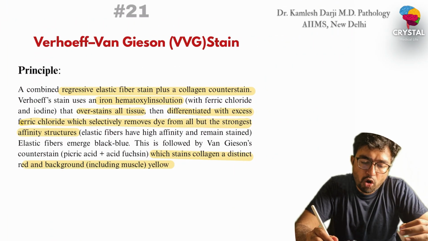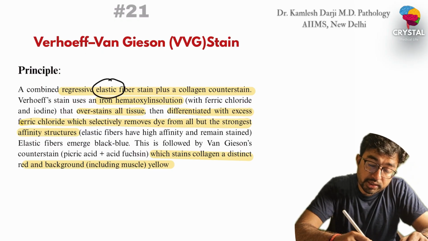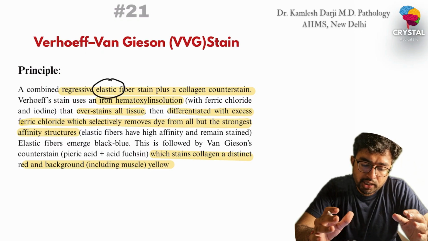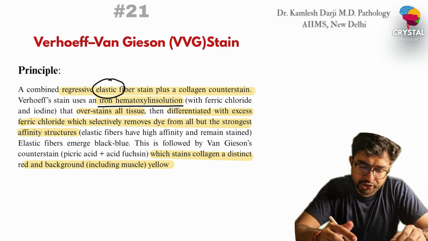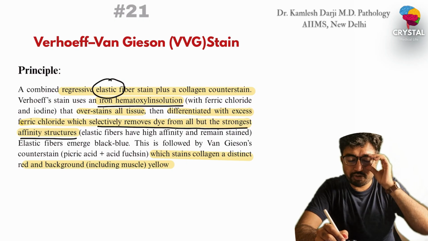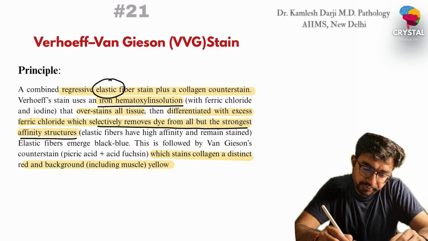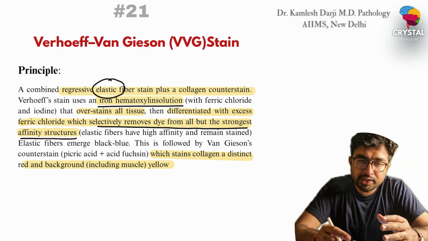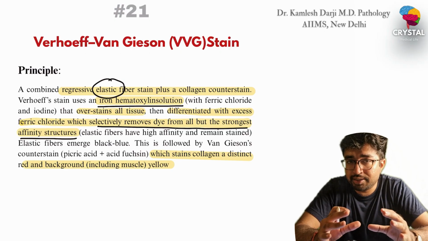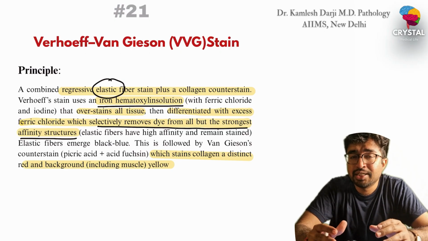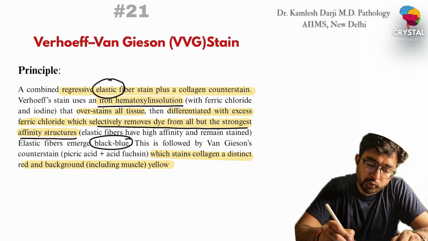Next stain is Verhoeff-Van Gieson stain. It is used for the elastic fiber and this is a regressive stain. So first your iron hematoxylin solution will overstain the entire tissue. Then you have to remove this excess dye with the help of ferric chloride. But here the structures with the strong affinity will not leave this dye, and those strong affinity structures are the elastic fibers, and they will emerge as black blue color.